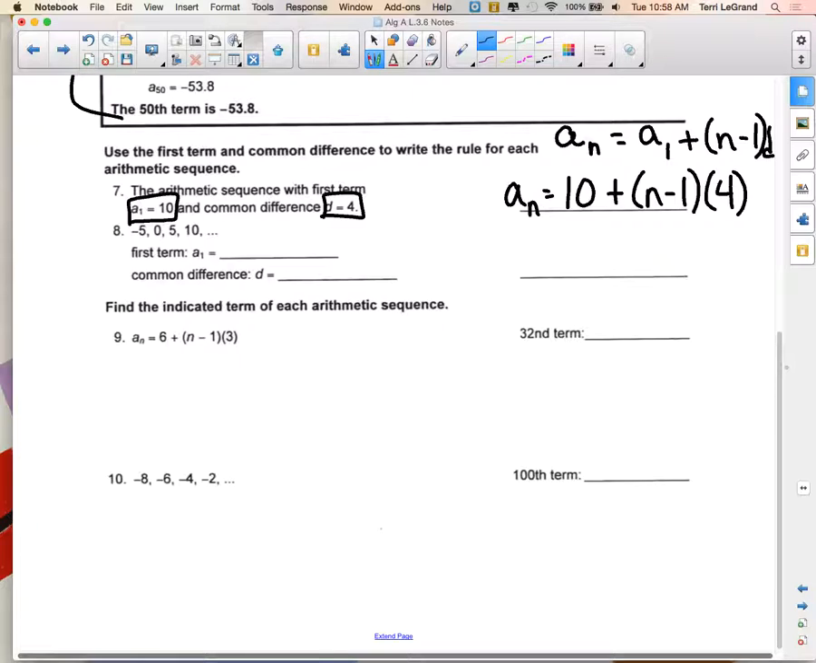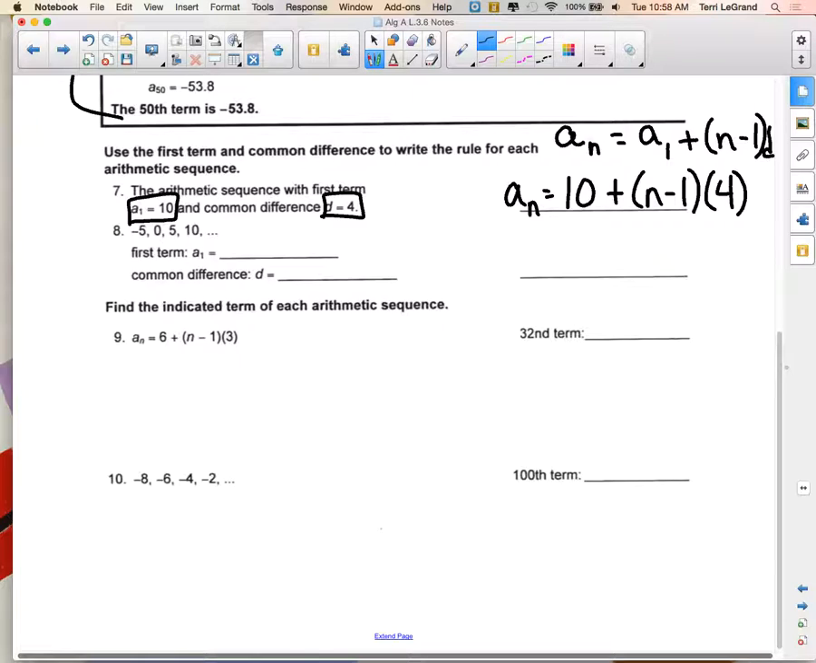We right now know it starts with 10, it goes up by 4s. What would be the next term of this sequence? It starts at 10, it goes up by 4s, 14. Next term would be 18. So they're not asking us to find them, but I just want you to make a connection here to what we're actually working with.